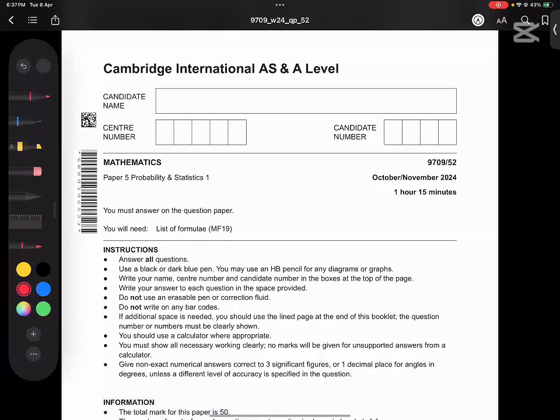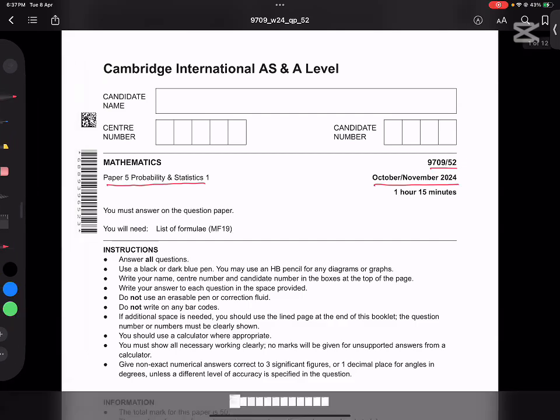Bismillah Rahman Rahim. October 2024, 52 variant, complete P5 paper. I'm going to start now.